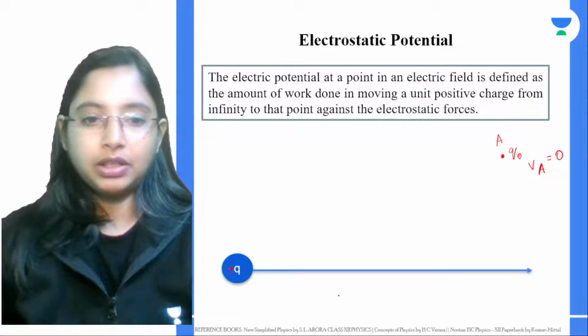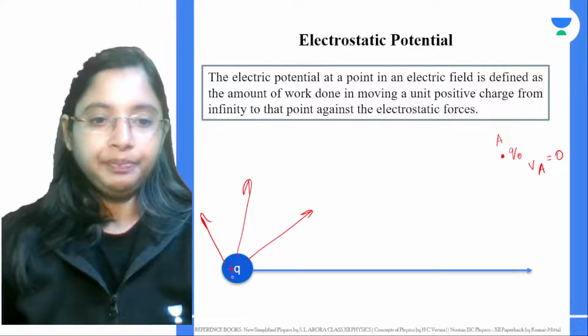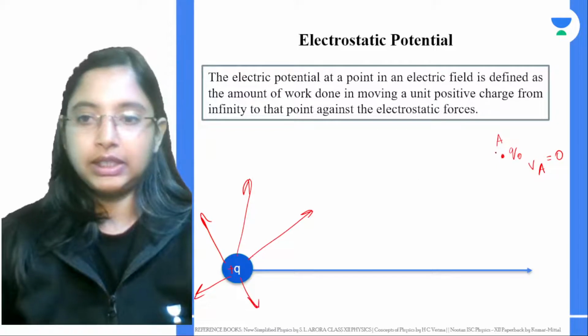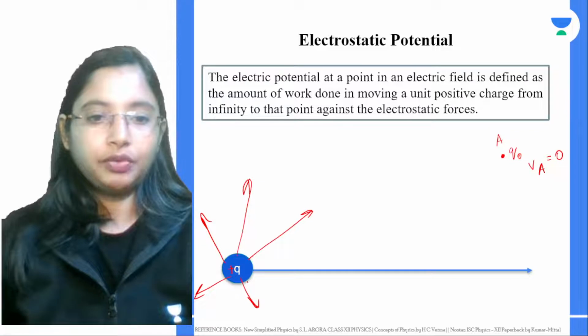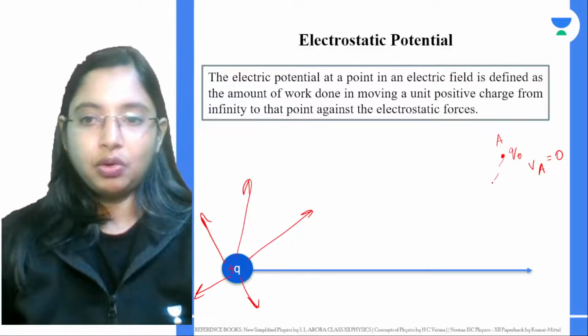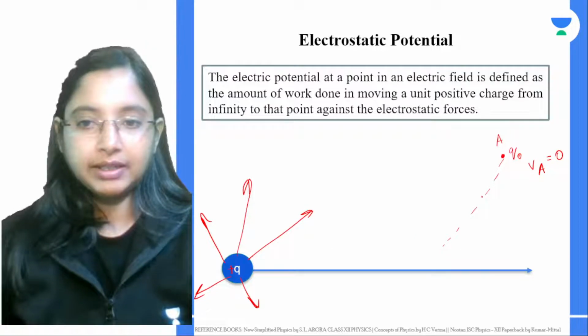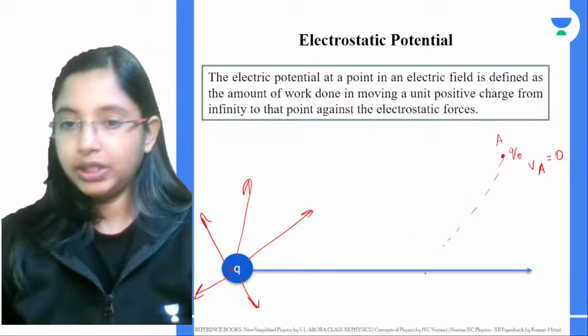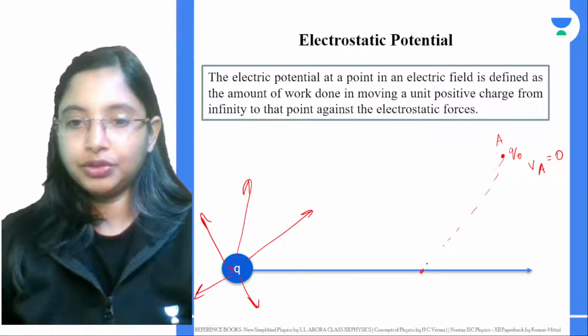Why? Because there will be field lines everywhere, but still this charge is not in the influence of the field of the source charge. Now if you slowly start moving it, there might be some field line somewhere in this region, as you slowly move it into the electrostatic field. Let's say this point is VB. So this point has a particular potential, that is VB, right?